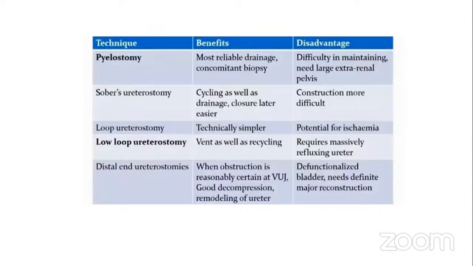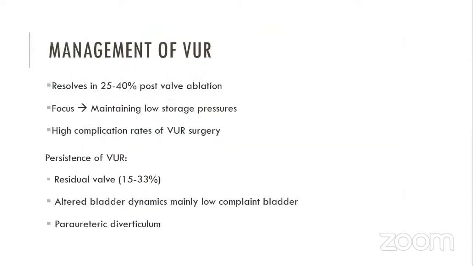In management of vesicoureteral reflux, the main focus is to maintain a low pressure system, given the high complication rate of ureteral surgery. VUR persists even after vesicostomy because of the residual wall, altered bladder dynamics, and paraureteral diverticula, which are known as Hutch diverticula.